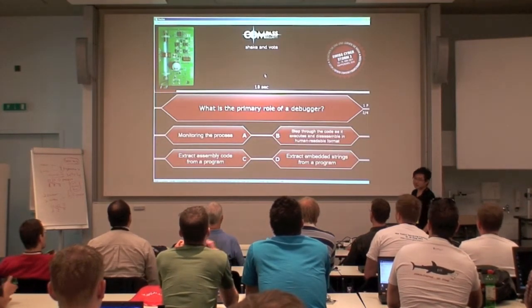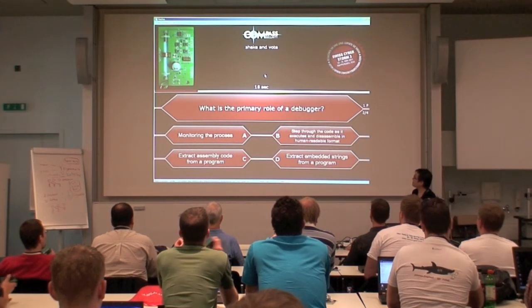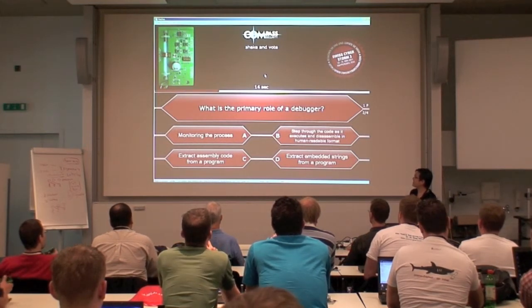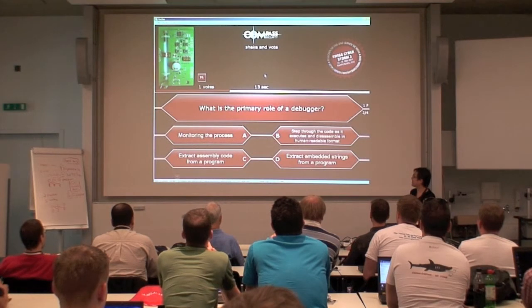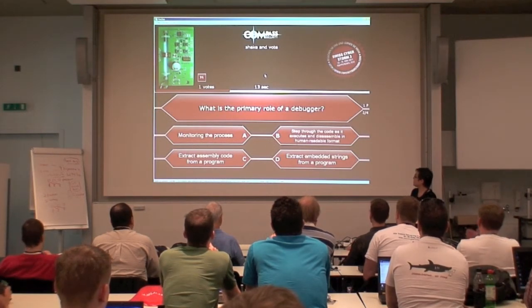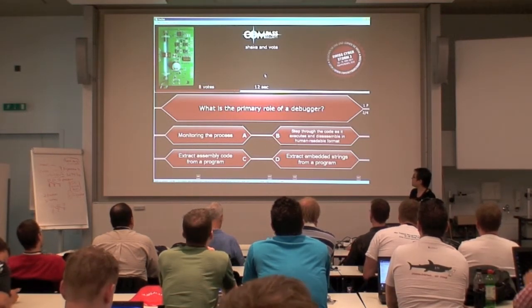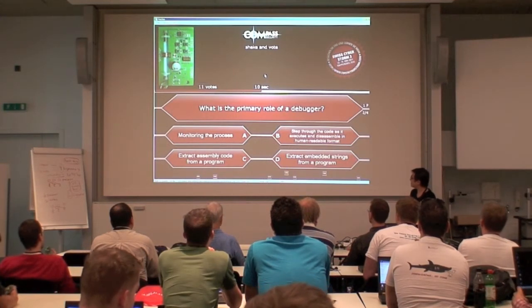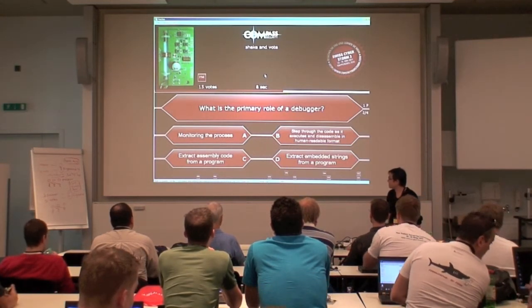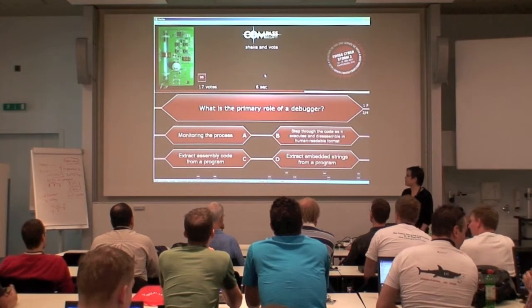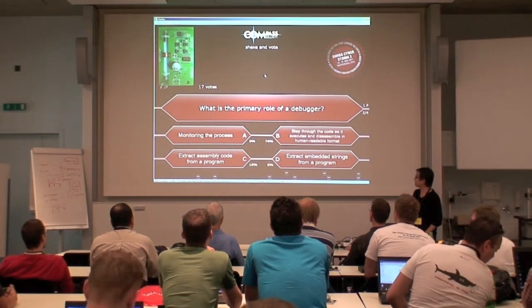What is the primary role of a debugger? First is monitoring the process. Second is to step through the code as it executes and disassemble it in a simple, readable format. And the third is to extract assembly code from a program.